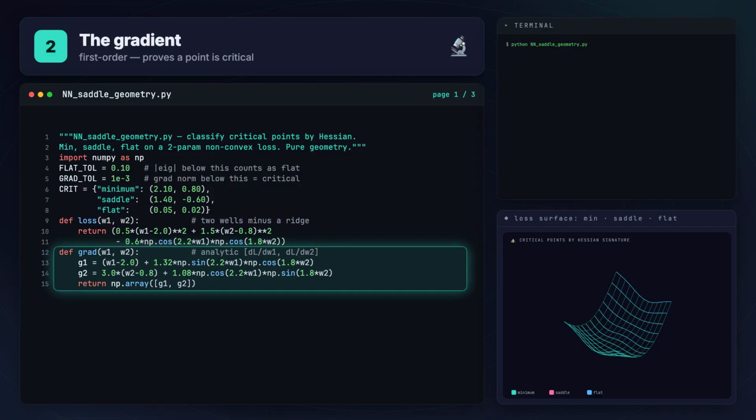Next, the gradient function. Two partial derivatives returned as a length 2 vector. We'll sanity check it at each critical point. At a true critical point, this should come back essentially 0, and printing that near 0 norm is how we prove a point is critical before we ever classify it.